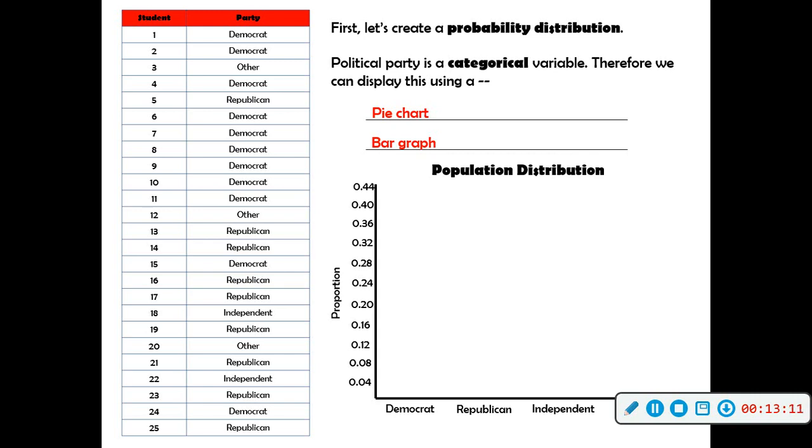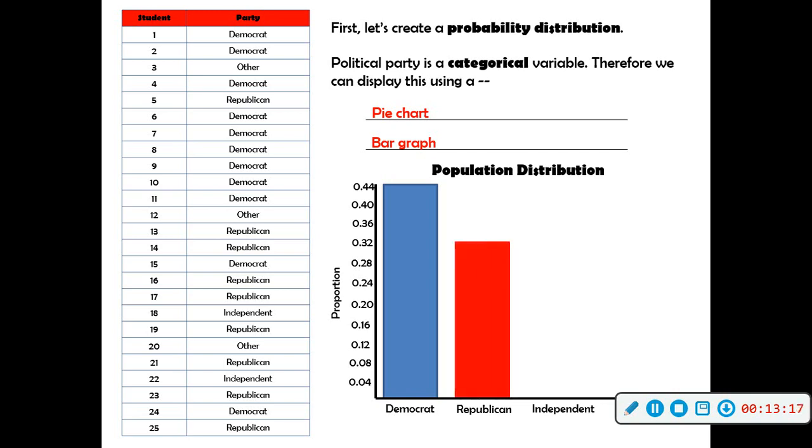The proportion of Democrats in that class was 44%. The proportion of individuals who identified themselves as Republicans is 32%. We have almost 8% identifying themselves as independent, and about 12% identifying themselves as other, some other political party.